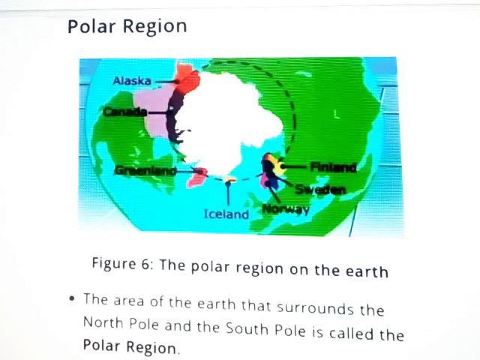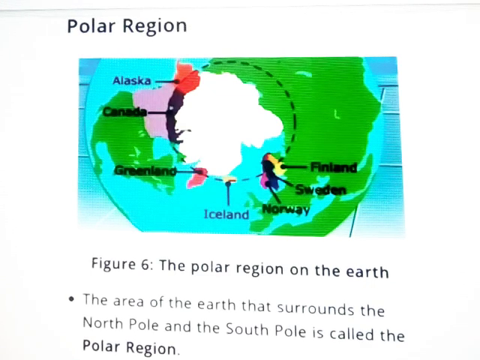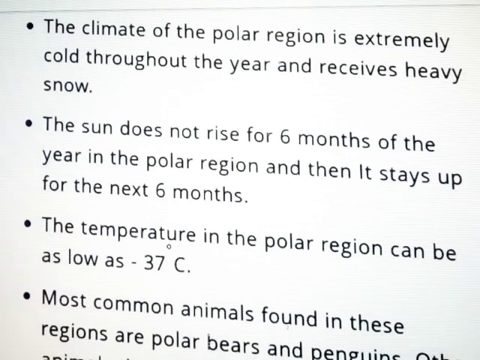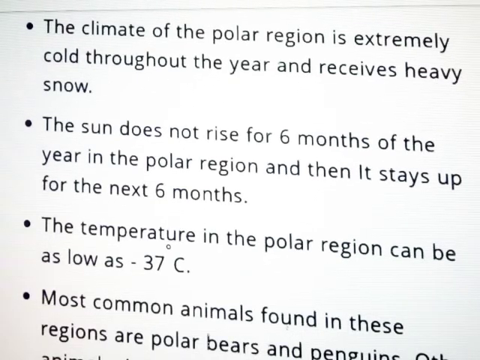Polar region: the area of the earth that surrounds the North Pole and the South Pole is called the polar region. The climate of the polar region is extremely cold throughout the year and receives heavy snow. The sun does not rise for 6 months of the year in the polar region, and then it stays up for the next 6 months.